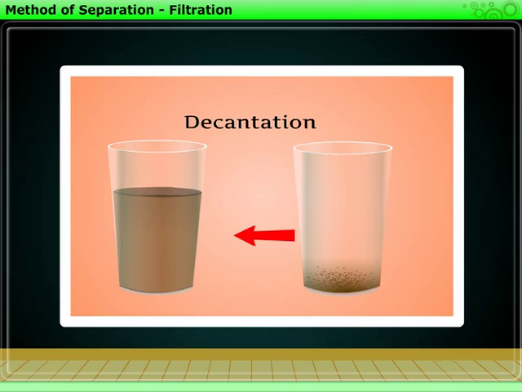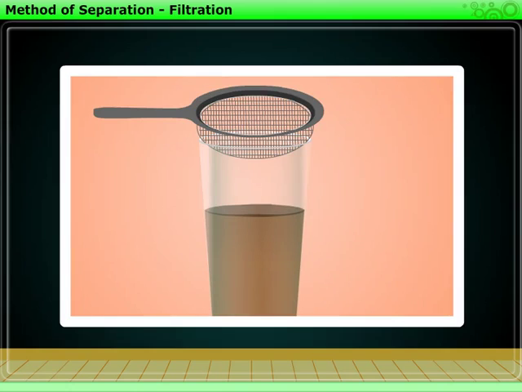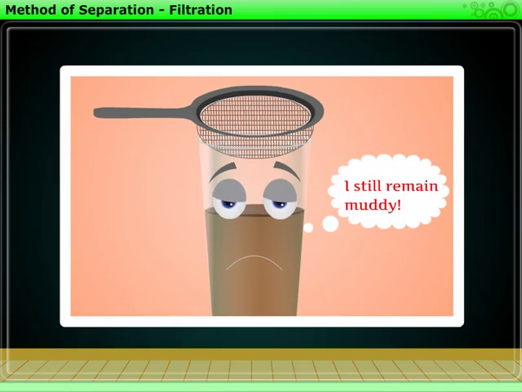Now, notice the water in the second glass. It is still muddy or brown in color. So, let us filter it with a strainer. But this also does not work and the water still remains muddy.